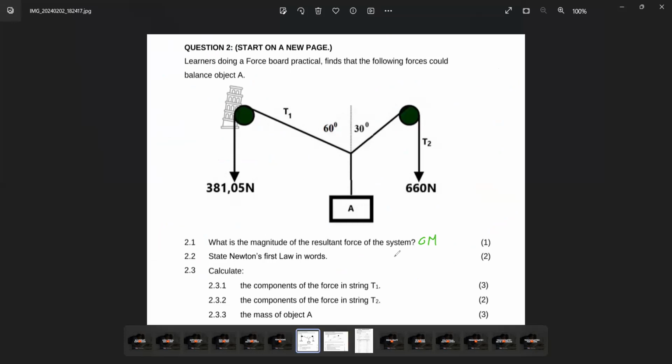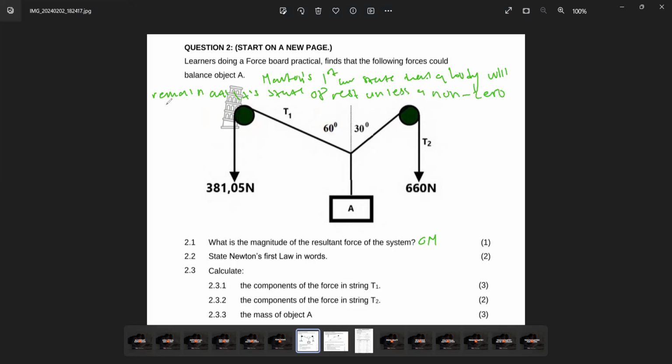State Newton's first law. Newton's first law states that a body will remain at its state of rest unless a non-zero resultant force acts on it. That will be our full definition.